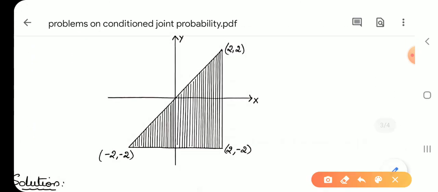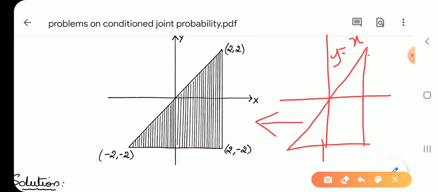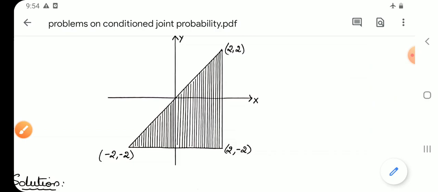So I have discussed this figure in the previous problem. I have already told you a line passing through the origin and lying in the first and third quadrant is given by y is equal to x. Here when x is positive, y is also positive. When x is negative, y is also negative. So when I join here, I will get the same figure. So let us discuss the figure now.